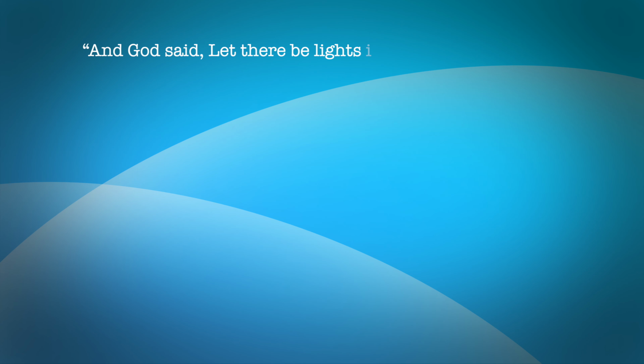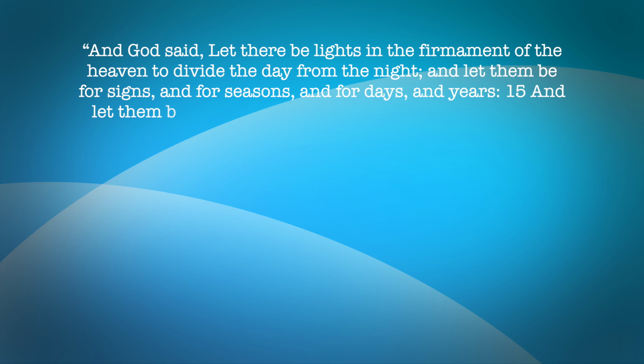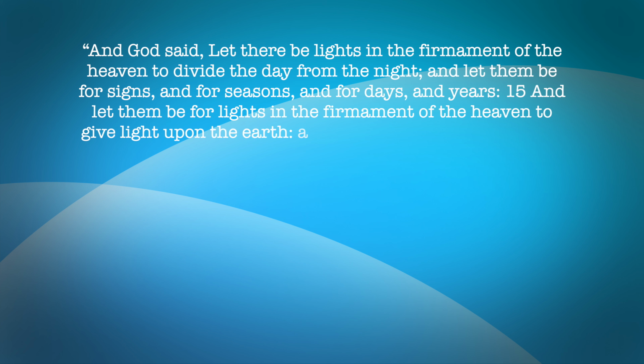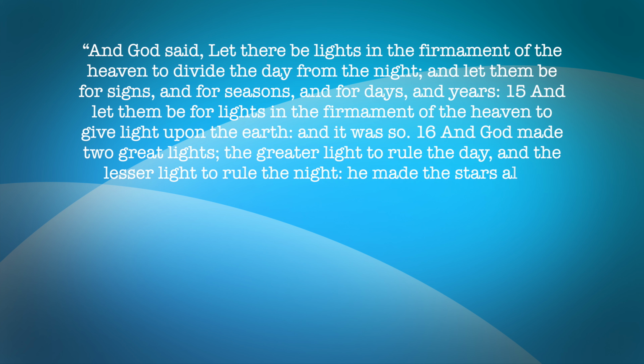So let's read Genesis chapter 1, verses 14 through 19, the account of day 4 together. "And God said, Let there be lights in the firmament of heaven to divide the day from the night, and let them be for signs, and for seasons, and for days and years. And let them be for lights in the firmament of the heaven to give light upon the earth. And it was so. And God made 2 great lights, the greater light to rule the day, the lesser light to rule the night. He made the stars also.